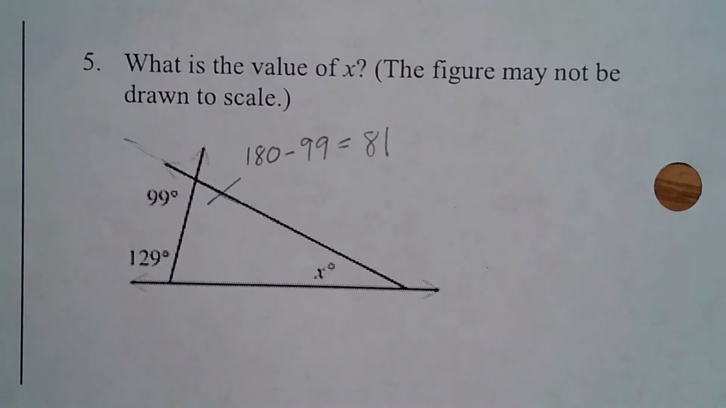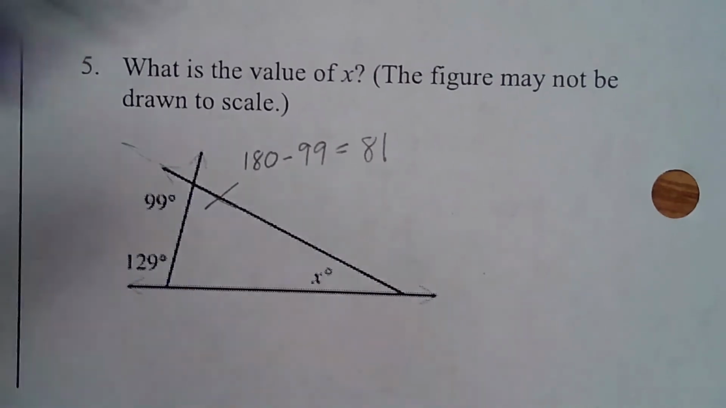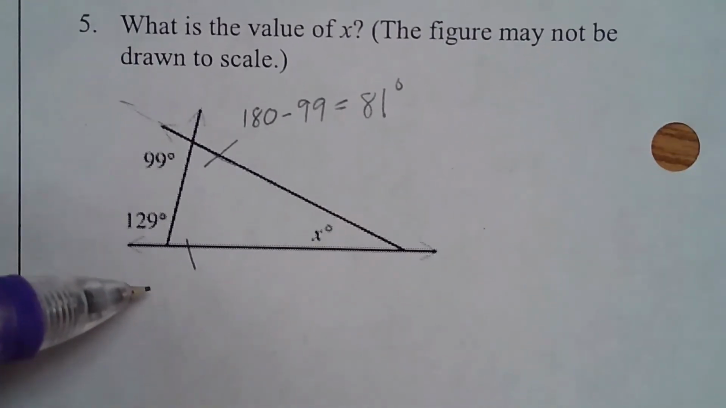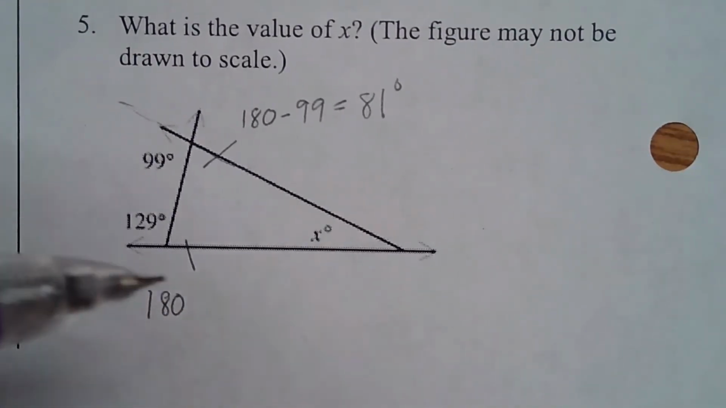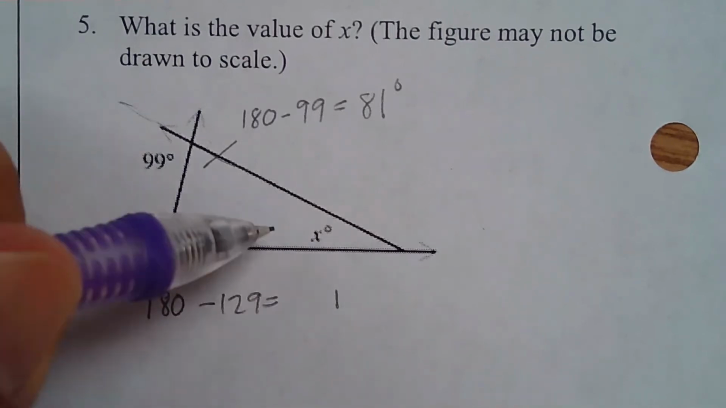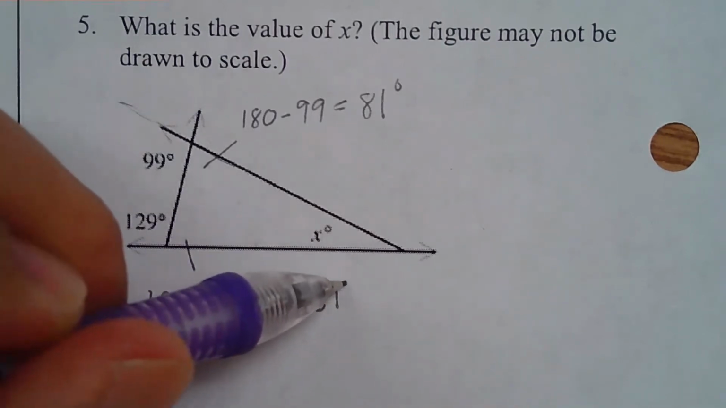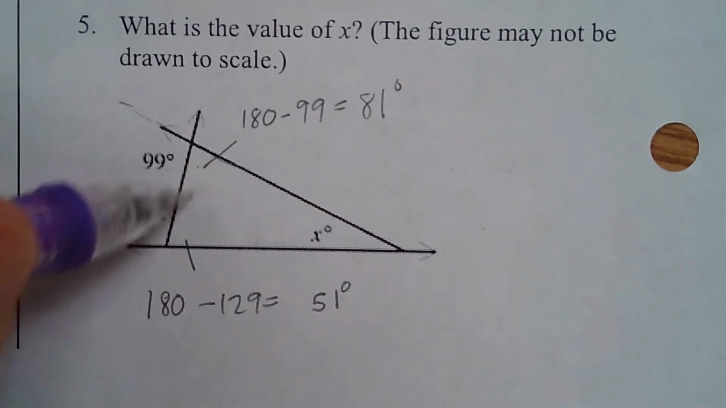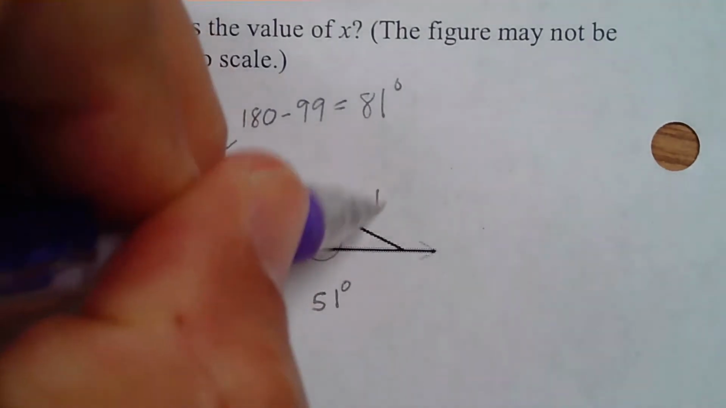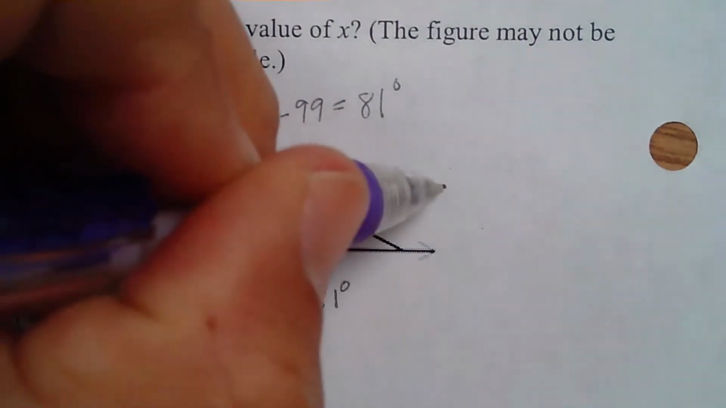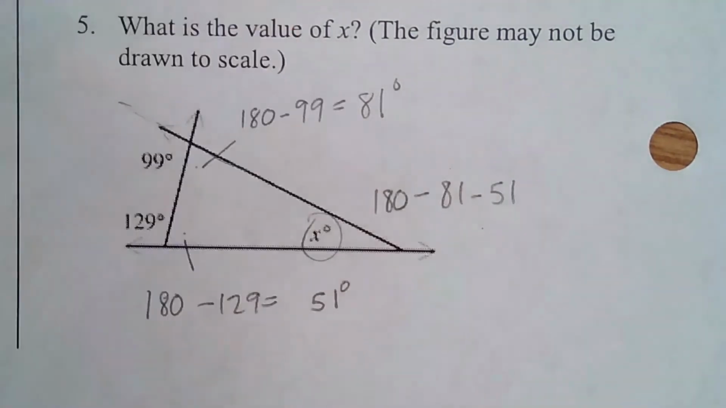Because 1 degree would be 100 and then 80. So that's 81 degrees. And then this one is 180 minus 129. So that's 51 degrees. Okay, so this is 81 and this is 51. So this right here is going to be 180 minus 81 minus 51.